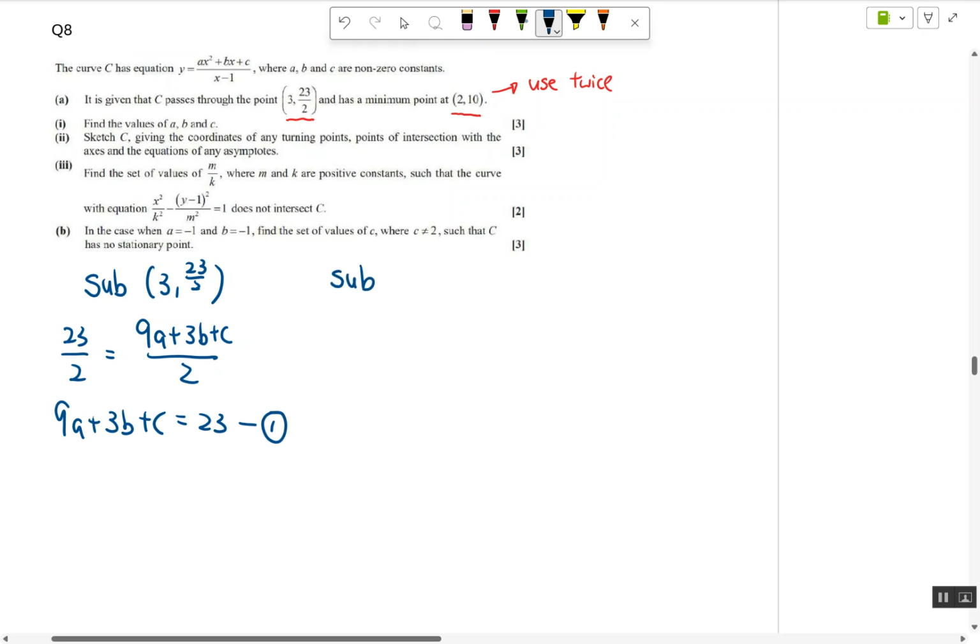Same thing, you can sub in (2, 10). I forgot who do this too, but never use the minimum point already. So 10 equals (4a + 2b + c)/2 minus 1. So this is the second equation.